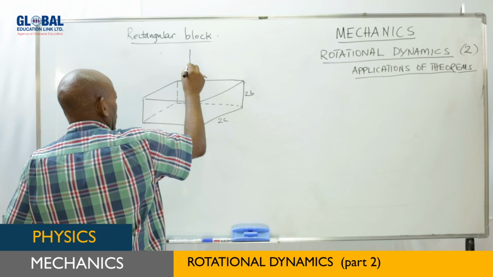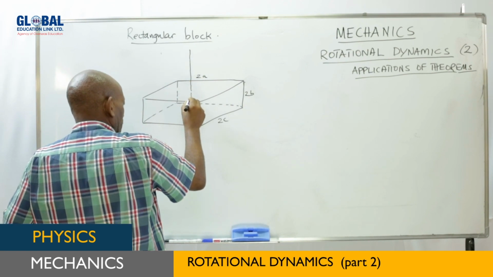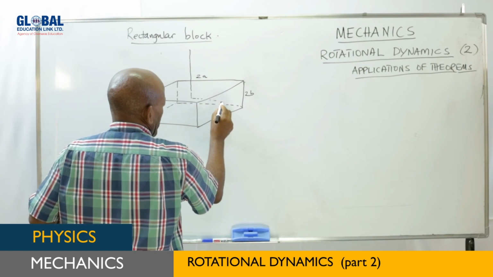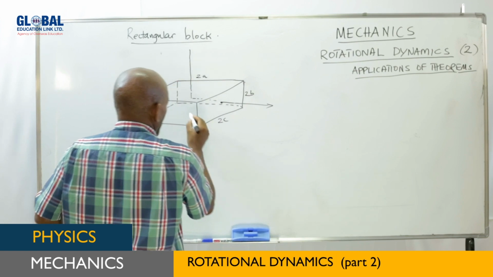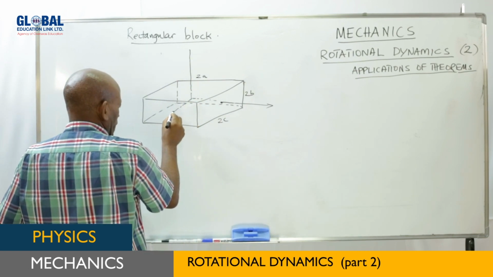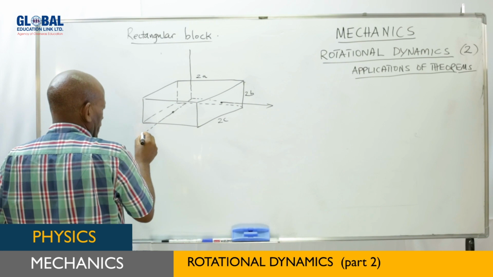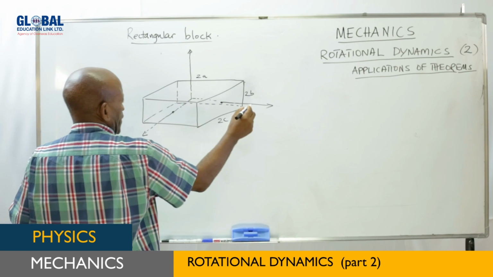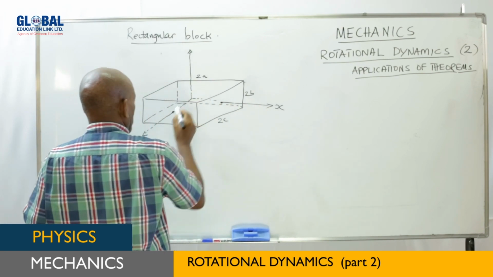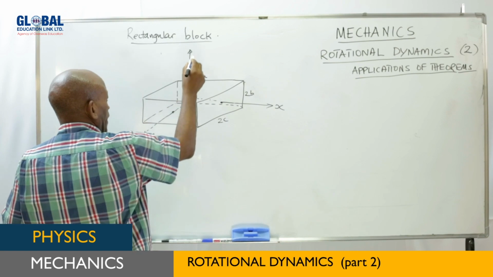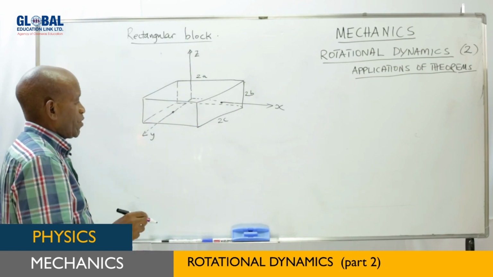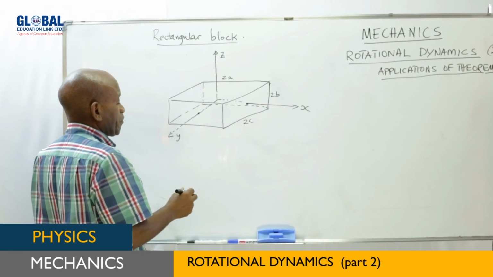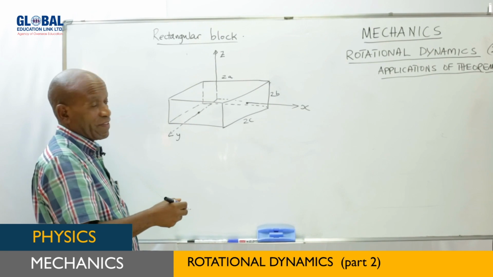Then we could have an axis passing through its center, and we could have another axis that is just coming away from the center there, and we could have another axis which is just coming from the center of that particular side to this particular direction. Then let's call this x, and this y, and this z axis. So that we need now just to determine the moment of inertia about any particular axis.